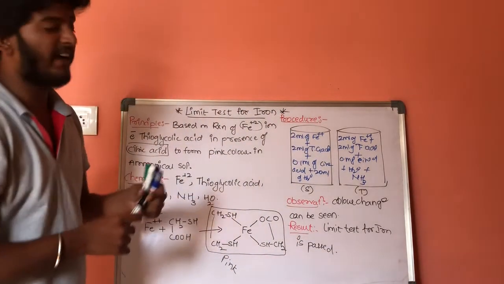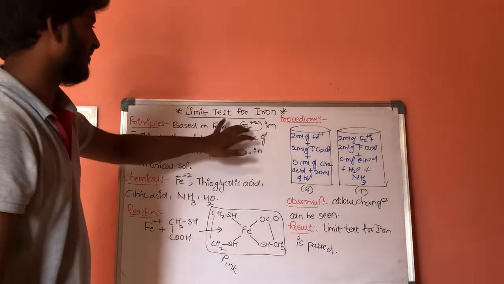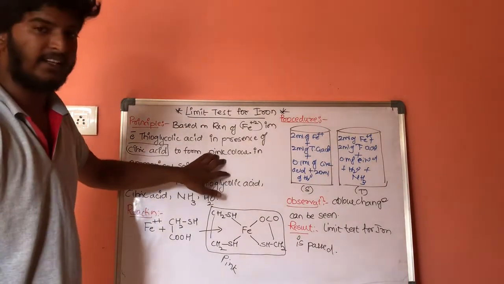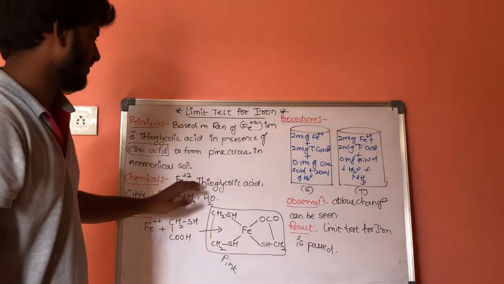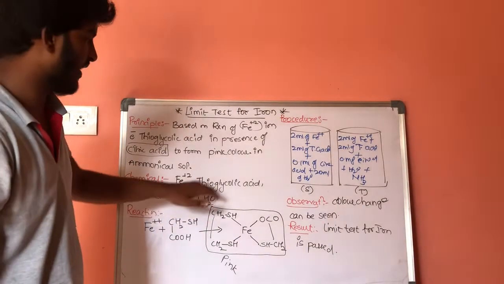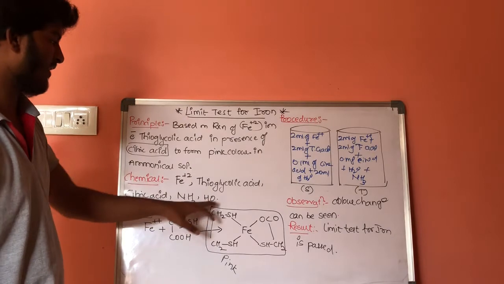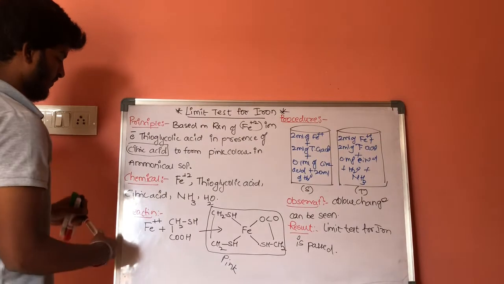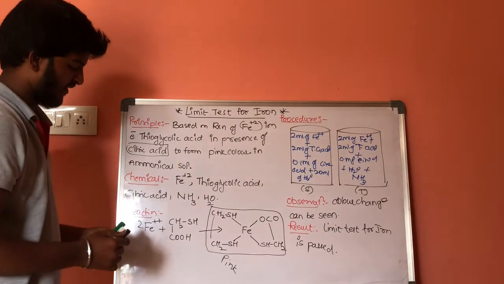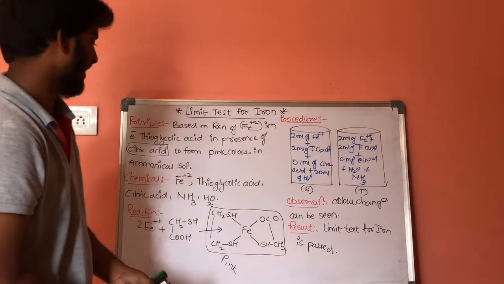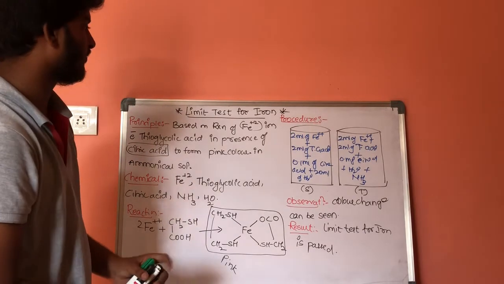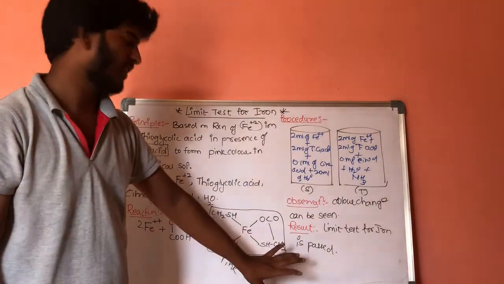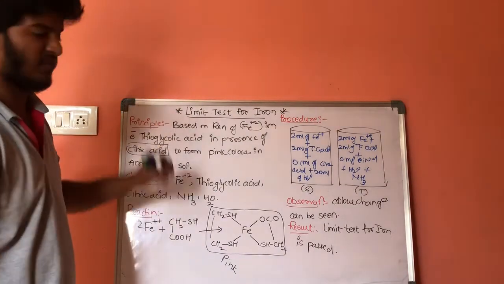In this way the limit test of iron can be done, based on the reaction of iron with thioglycolic acid in presence of citric acid to form pink color. These are the chemicals: Fe+2 ions, thioglycolic acid, citric acid, ammonia and water. This is the reaction, this is the procedure of preparation of standard and test solutions, the color change can be seen, and this is the result. This is the limit test of iron.